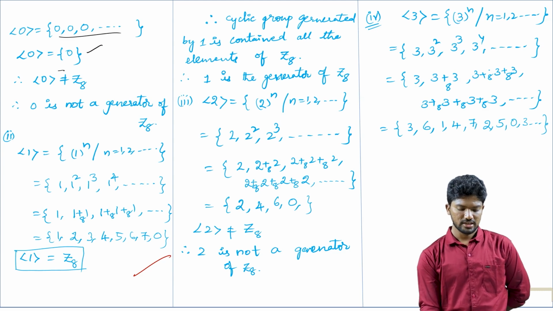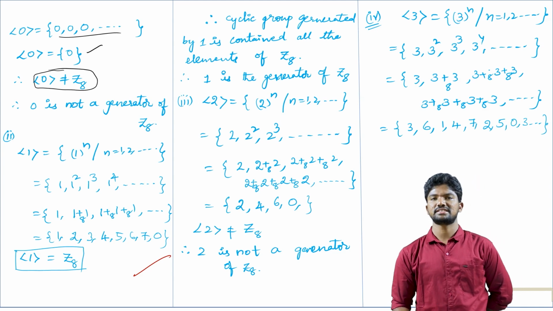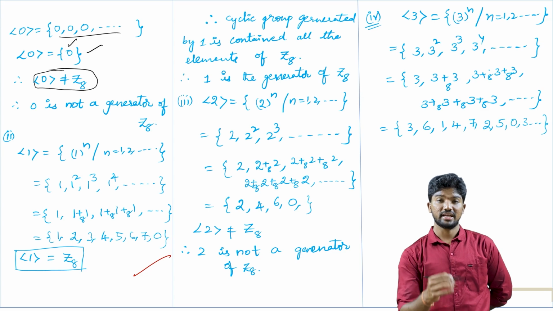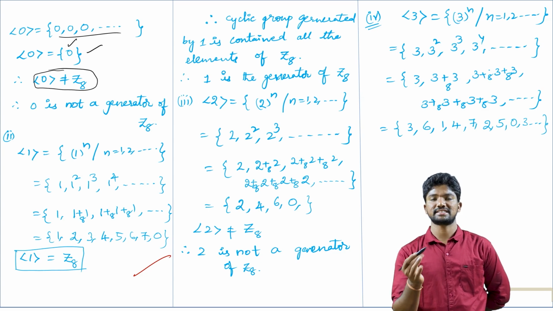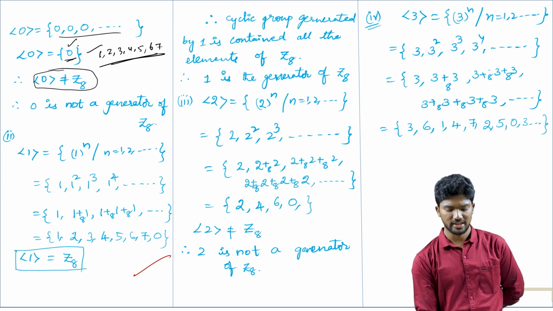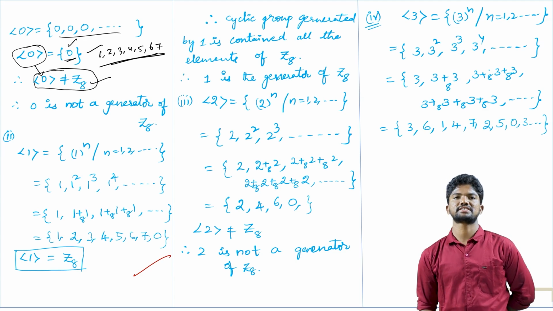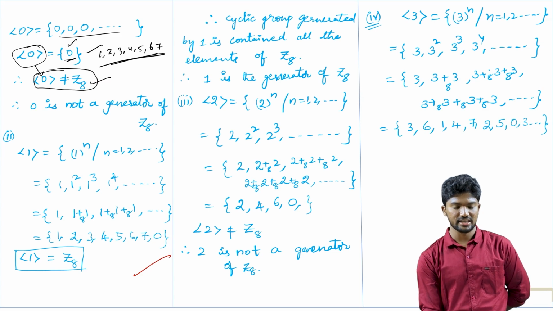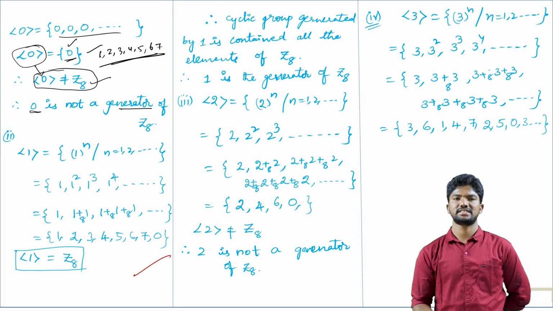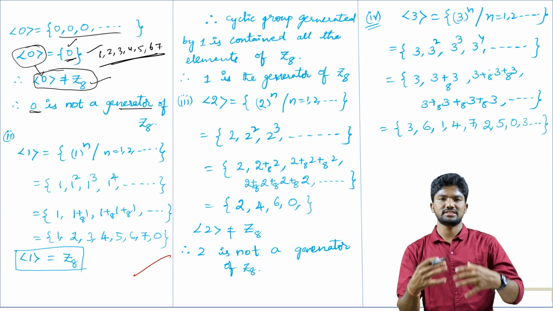So this cyclic subgroup generated by 0 doesn't contain all the elements of Z suffix 8. We have only 0. The rest of the elements 1, 2, 3, 4, 5, 6, 7 are not there in this set. That's why this cyclic subgroup is not equal to Z suffix 8. Whenever this condition does not hold, then 0, the first element of Z suffix 8, is not a generator of Z suffix 8. That means by using 0 we cannot form all the elements of Z suffix 8.